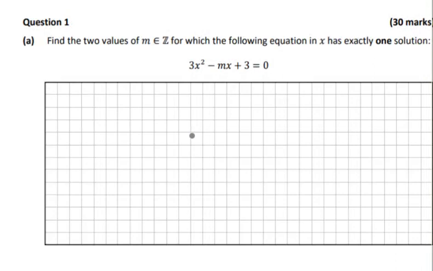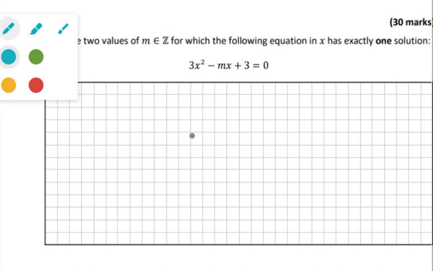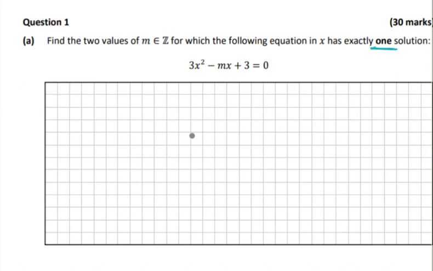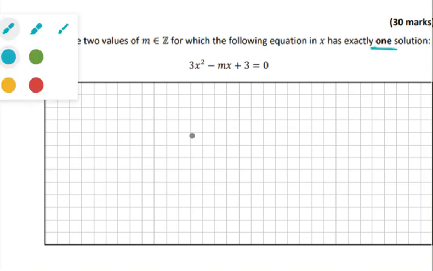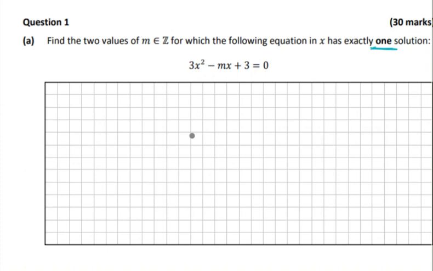Part A. Find the two values of m as an element of Z for which the following equation has exactly one solution. This particular case means that the discriminant will be equal to 0. So let's write the condition b squared minus 4ac is equal to 0. This is a condition for two equal real roots.